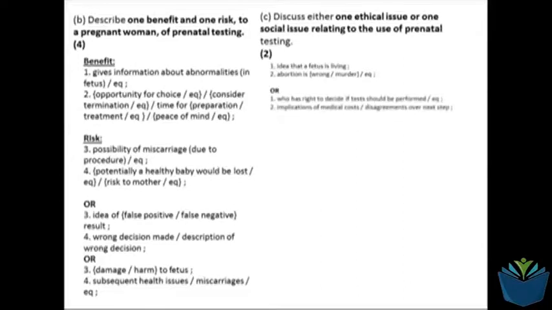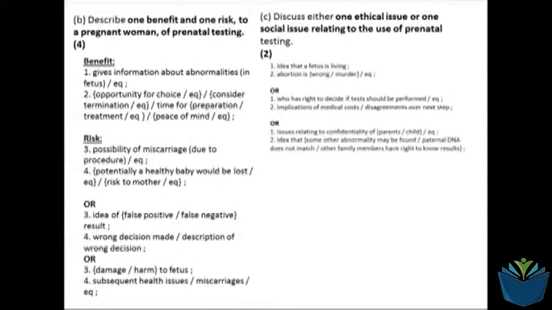Another alternative here, your question in the social issue is who has the right to decide if the test should be performed, and therefore what are the implications over what's then done next, or potentially over the costs of these types of tests being done. Obviously there are issues of confidentiality of the parents of the child, and if, for instance, it shows up an abnormality or a genetic condition, then who has the right to know within that family.